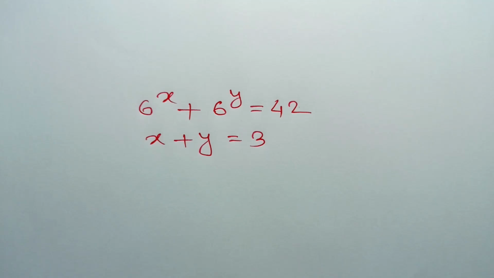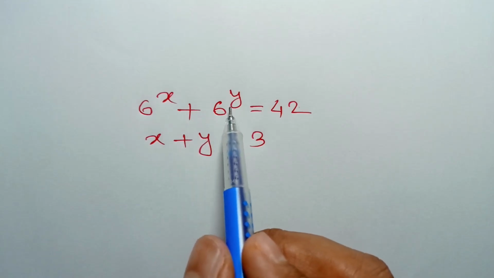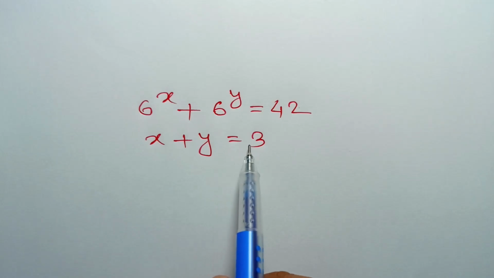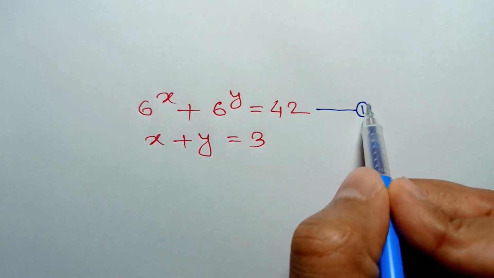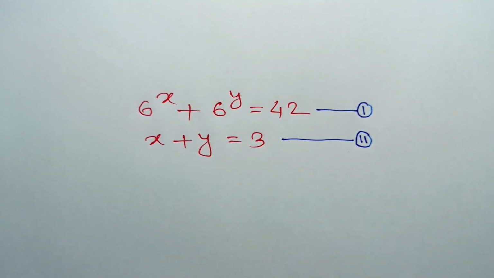Hi everyone, in this video I am going to show how to solve this system of equations: 6 to the power x plus 6 to the power y is equal to 42 and x plus y is equal to 3. Let's call the first equation number 1 and the second equation number 2.